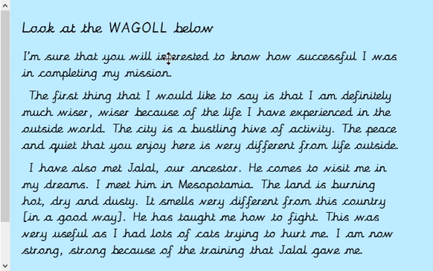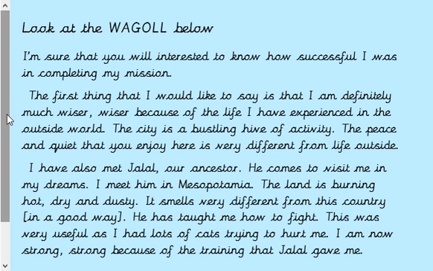It's that part where Varjak is sat in the lounge talking to them all and just discussing where he's been and what he's seen and what he's done. Okay, so the waggle below reads as follows. I'm sure that you will be interested to know how successful I was in completing my mission. The first thing that I would like to say is that I am definitely much wiser because of the life I have experienced in the outside world.